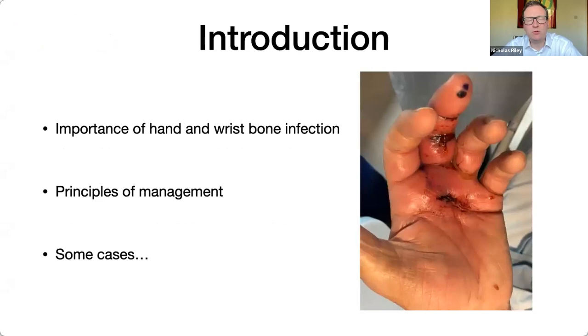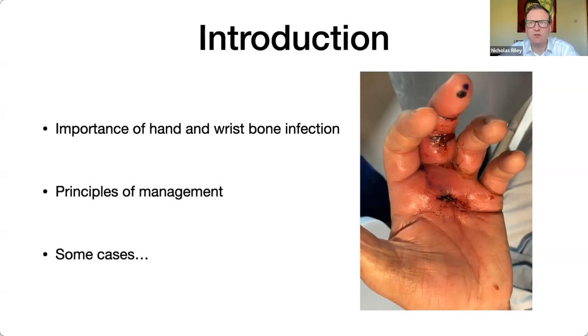We'll start off by talking about why hand and wrist infection, and particularly hand and wrist bone infection, is important. We'll talk through the diagnostic criteria, and the classification that's available, and mainly concentrate on the principles of how to manage these potentially difficult cases well. And then we'll talk through a couple of cases at the end and hopefully demonstrate how, by following these principles, we're able to achieve a successful surgery for patients.